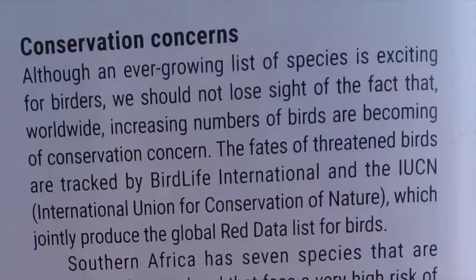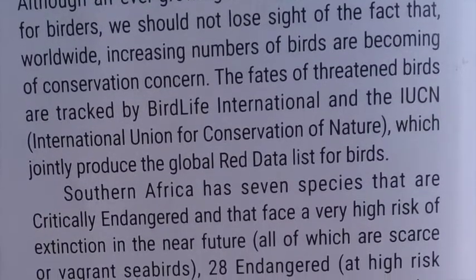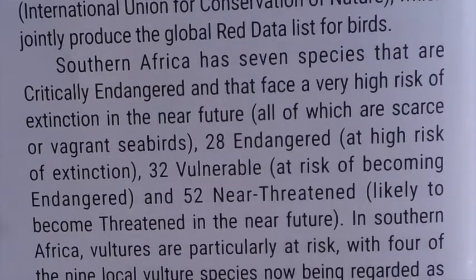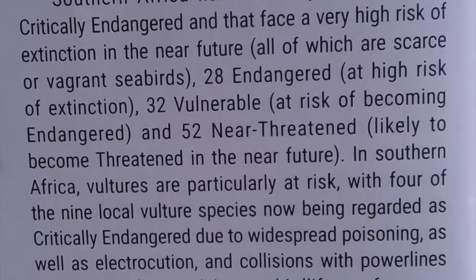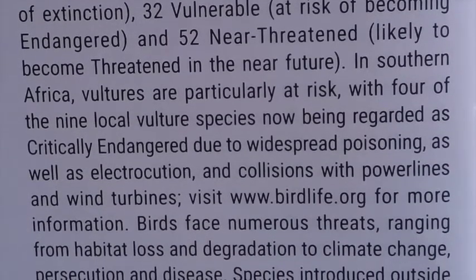Yes. All right. Thank you. And then I want to move on to my next question now. So on page 10 in the book, you mentioned that Southern Africa has 7 species of birds that are critically endangered, and they face a high risk of extinction in the near future. And then you also mentioned that 28 are endangered, 32 are vulnerable, and 52 are near threatened. So what are the causes of these dangers?